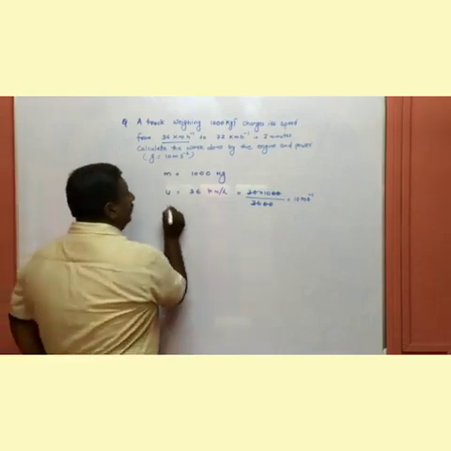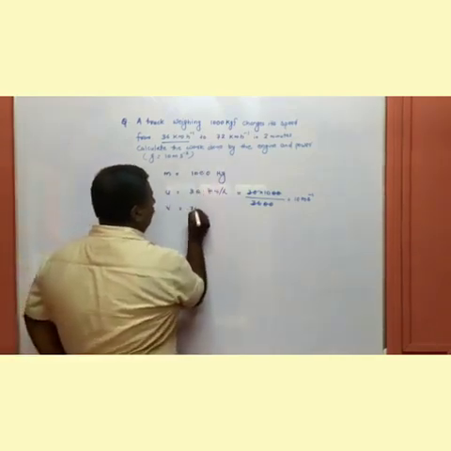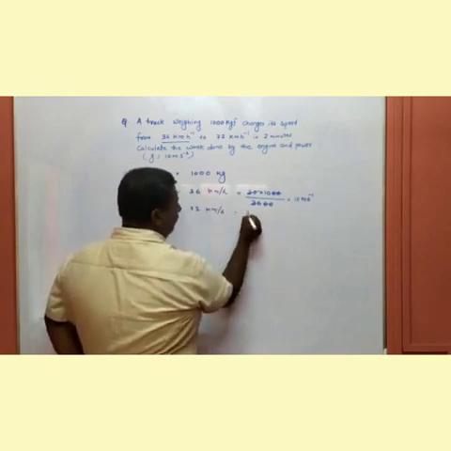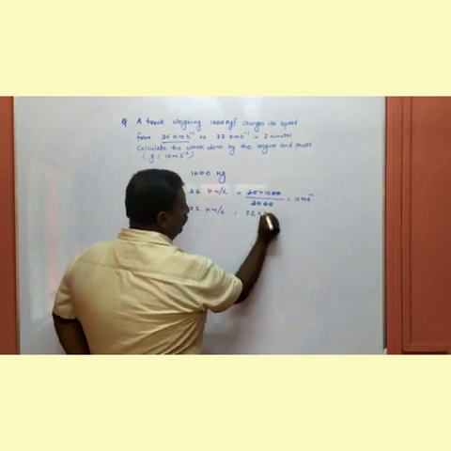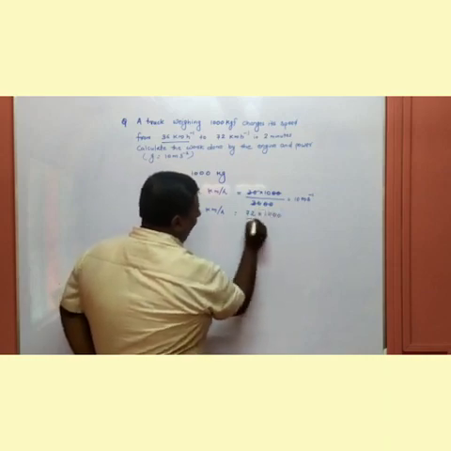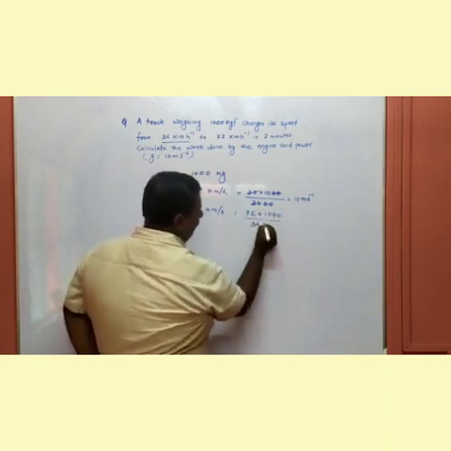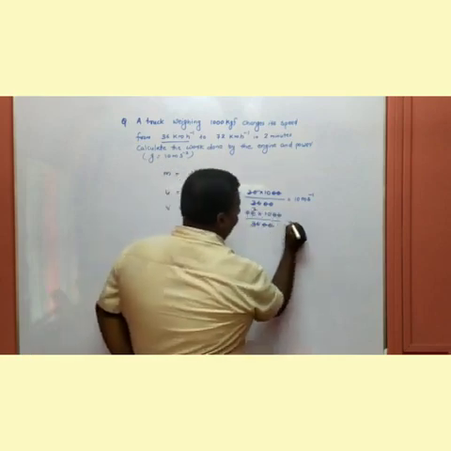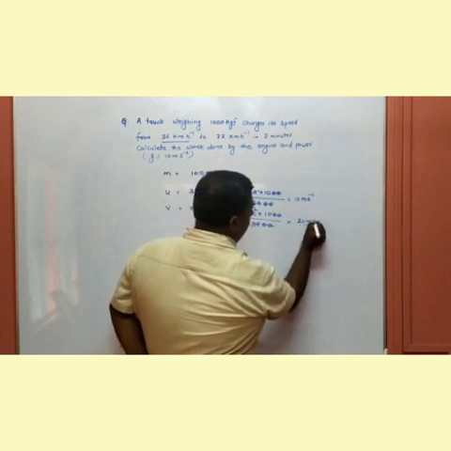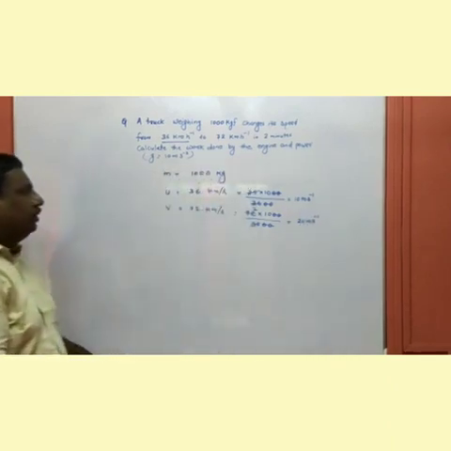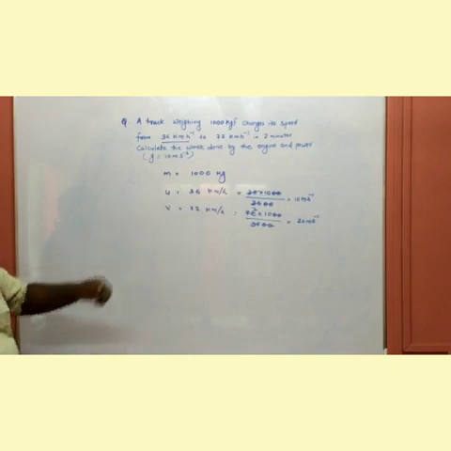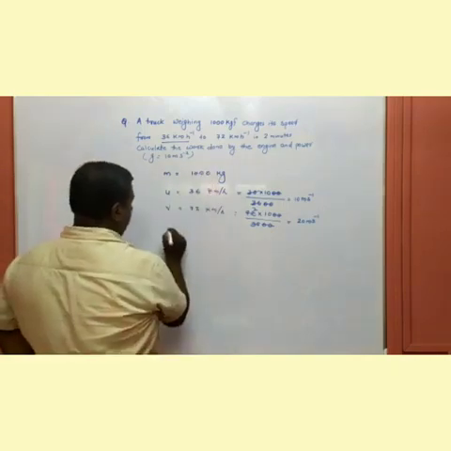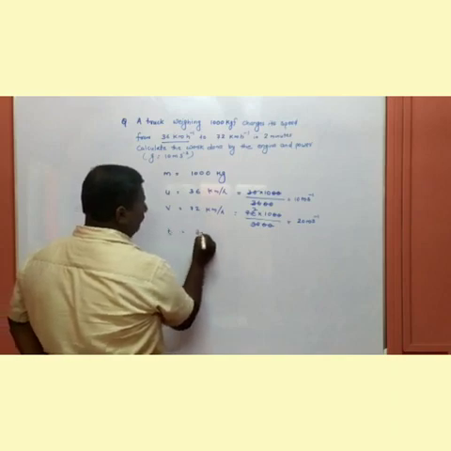Then similarly, the final velocity is 72 km per hour. We can convert 72 by multiplying by 1000 divided by 3600. That's equal to 20 meter per second. Okay, we got the initial velocity and the final velocity. Can you follow me? Then the time is given, t is equal to 2 minutes.